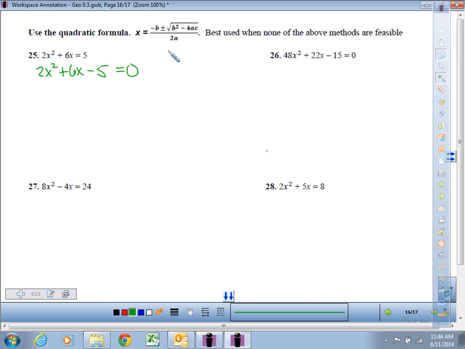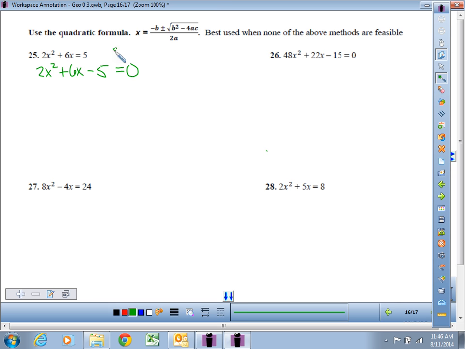Now, once we get that, we have the quadratic formula. We could possibly factor this just like we were. 2 times negative 5, that's negative 10, so look at factors of that. Are there any factors of negative 10 that add to 6? There's actually not, so this is not factorable, so we would have to use the quadratic formula. All right? So let's go on to the quadratic formula.